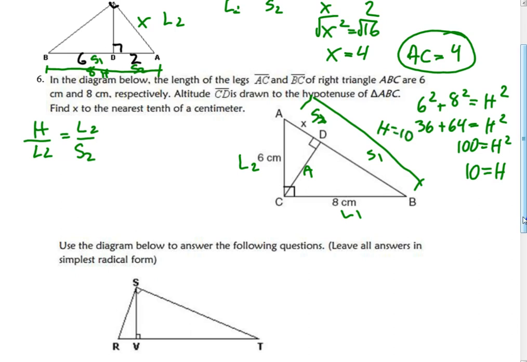So now you can fill that in. So 10 over 6 equals 6 over x. And it's just a matter of doing the cross product property. 10x equals 36. Divided by 10 is 3.6. Okay.